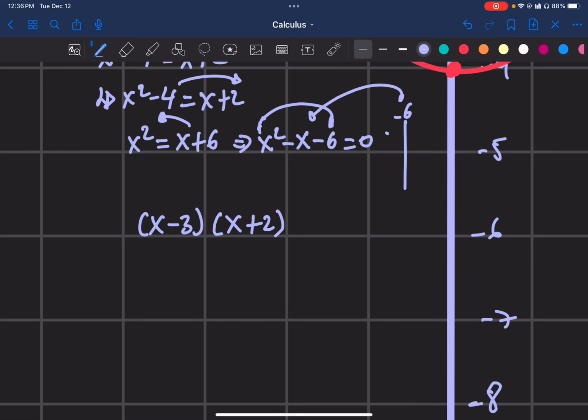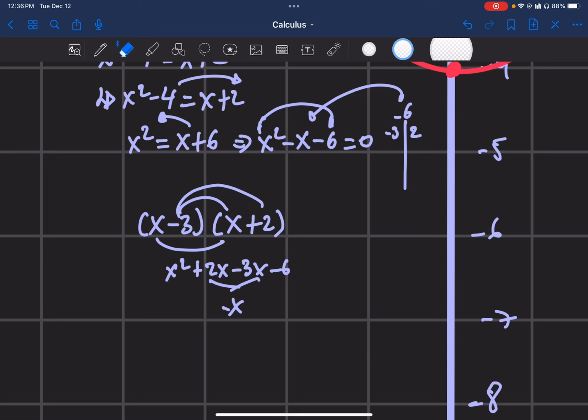I end up with negative 3 and 2, because if I do negative 3 plus 2, that will give me negative 1. If I do negative 3 times 2, that will give me negative 6. So I'm set to go. And I can even check it here. If I do x times x, that's x squared, x times 2 is 2x, and then this one will give me minus 3x, and this will give me negative 6. So that works, because if I add those two, I end up with negative x.